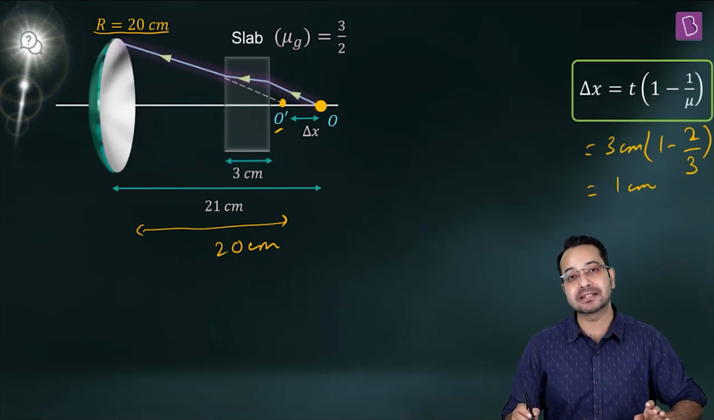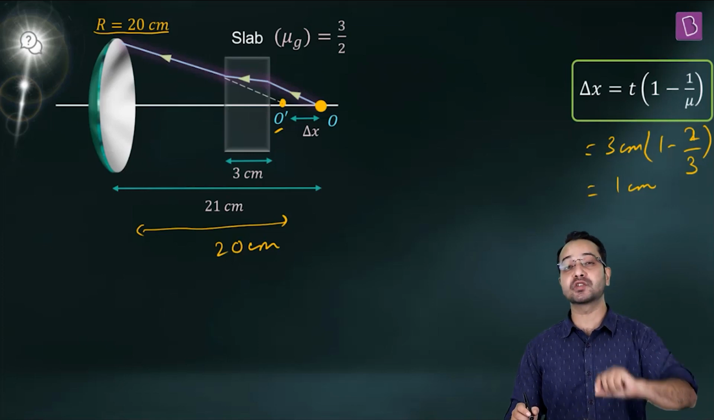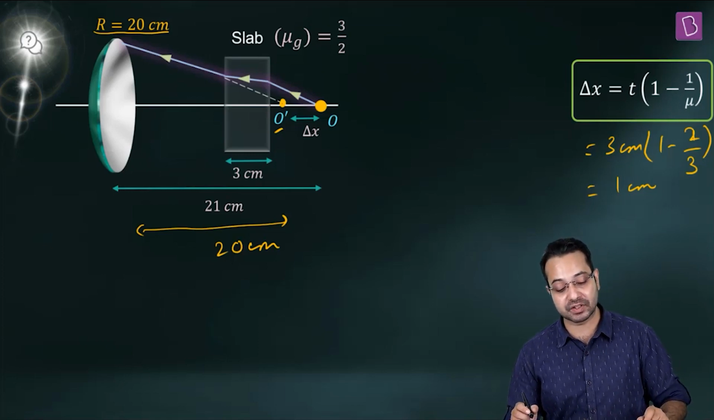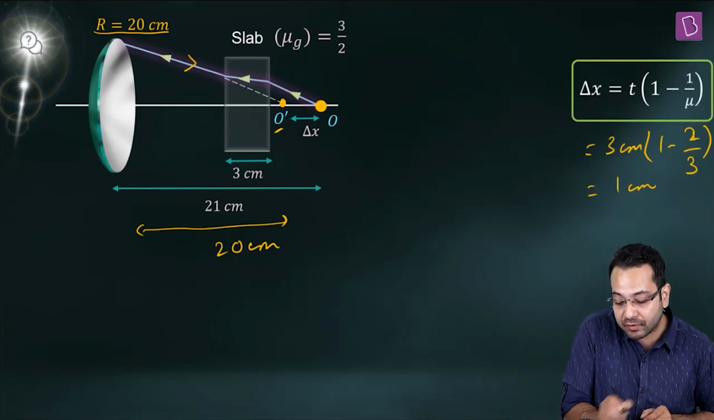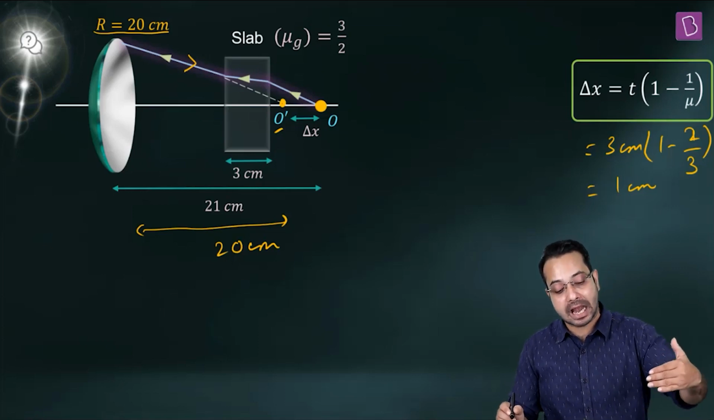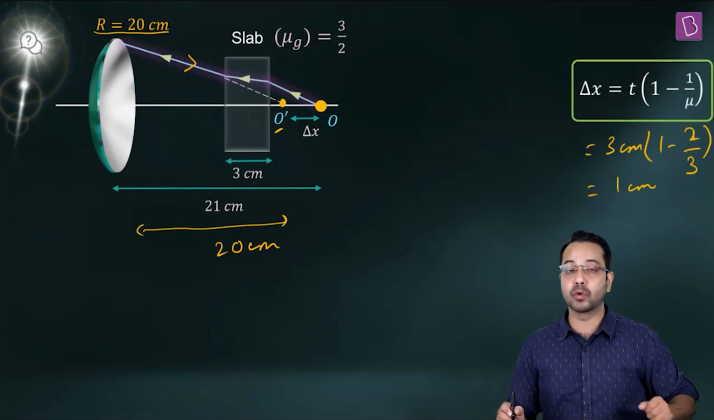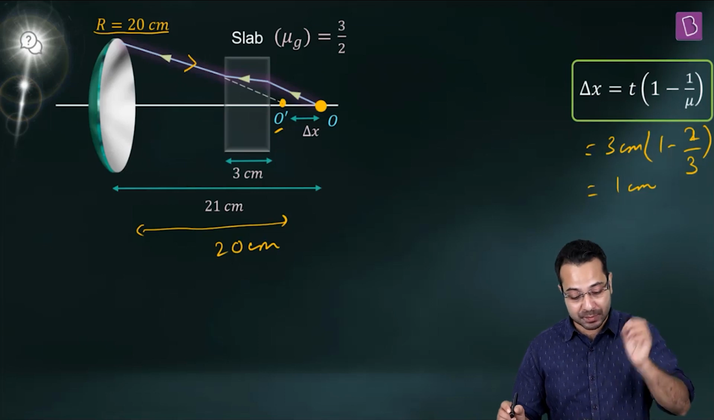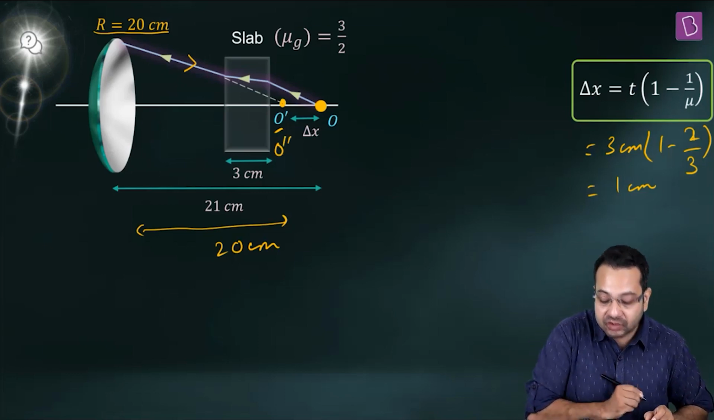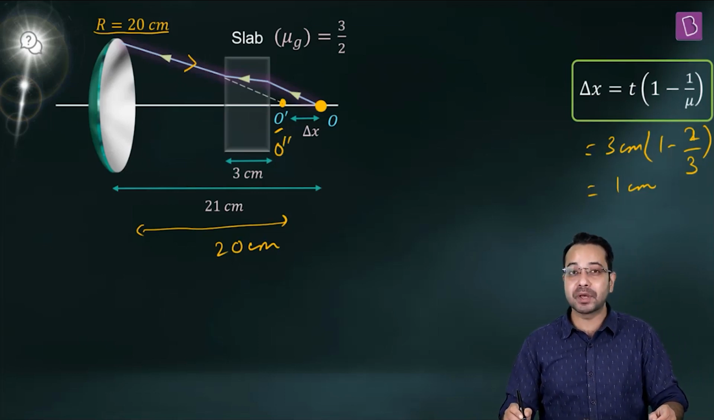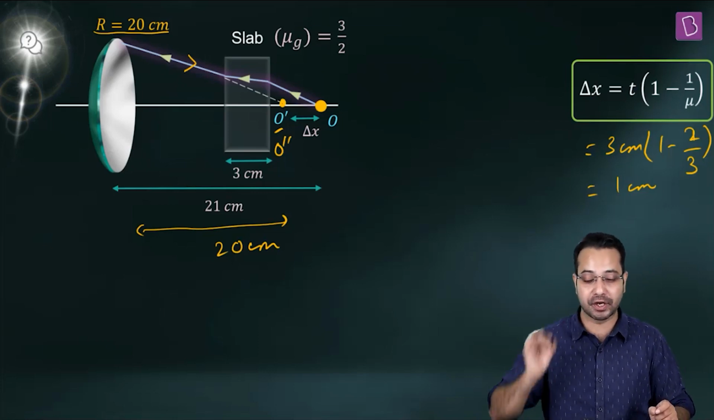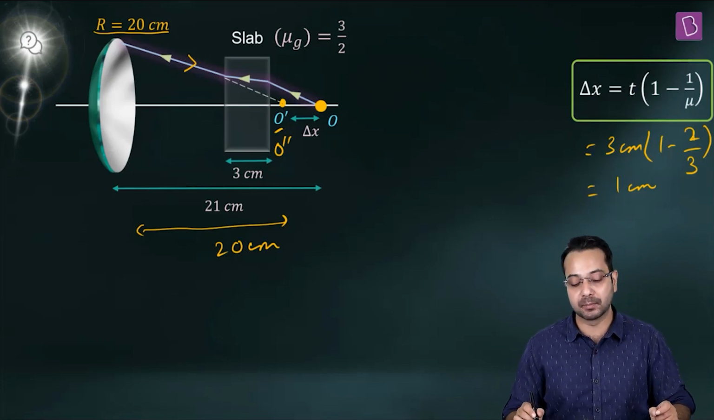If the object is at center of curvature, then the image is also formed at the center of curvature, right? So the reflection from the mirror is going to happen like this, and the ray is going to go towards the center of curvature, which means the image formed by the concave mirror is going to be at the same point. Okay, I'm calling that O double prime.